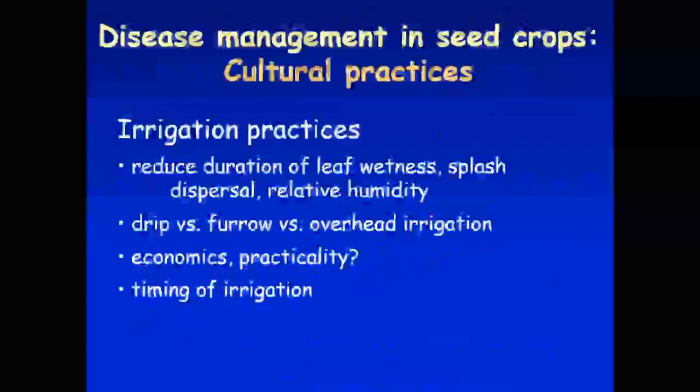I mentioned this issue of irrigation practice can make a big difference in managing diseases because of how long that leaf stays wet. Can sometimes make a big difference on how quickly a disease, a foliar, bacterial, or fungal disease might develop. Splash dispersal, relative humidity. I mentioned about drip irrigation becoming the predominant form of irrigation in Central Oregon with carrot seed production because of bacterial blight. But the economics and the practicality of changing irrigation system is not always something that works. So you make the best of it as you can.